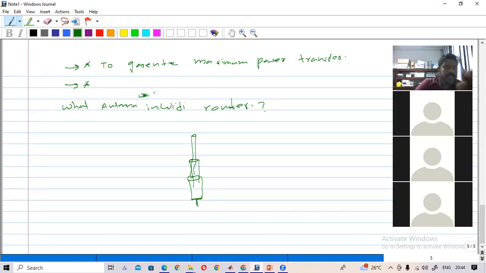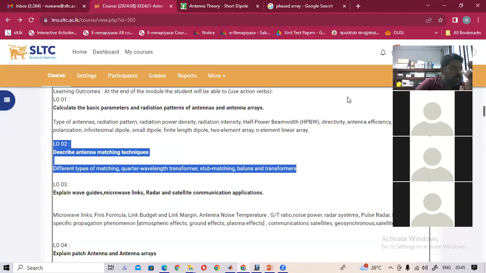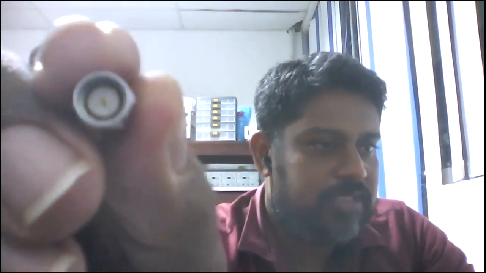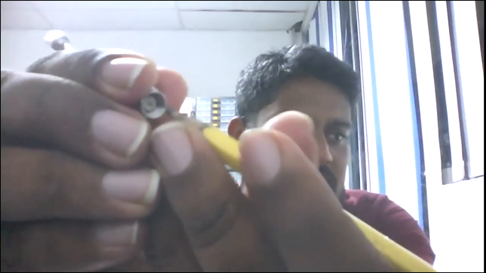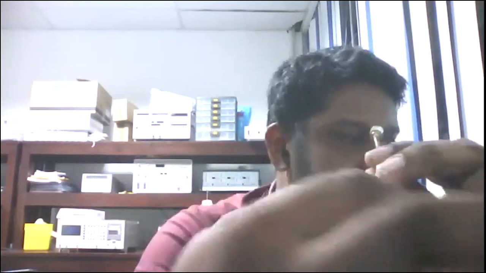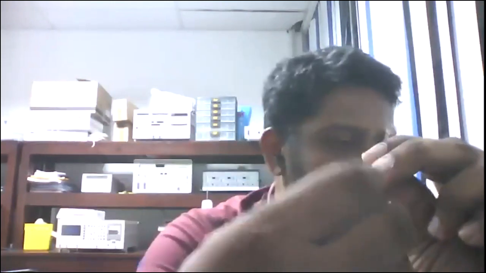So in this cable, in this connector, this is what we call the SMA connector. You can see there is an inner conductor, an inner copper bar, that yellow color one. There is a yellow pin, and this is the outer. This yellow pin is connected to the antenna. Then this outer is the ground of the antenna.